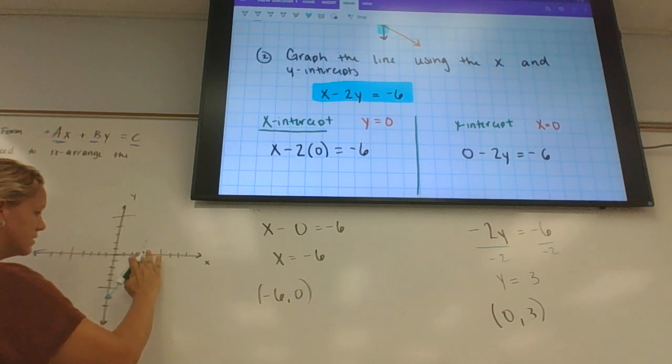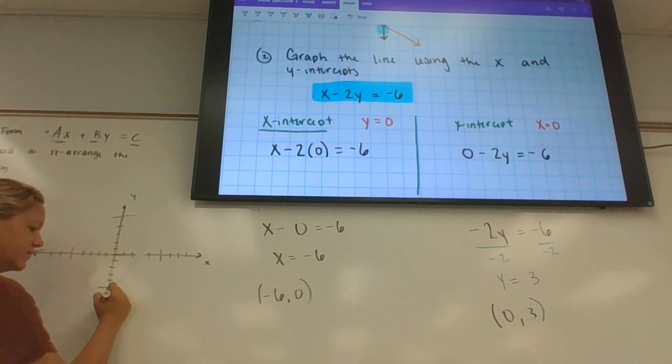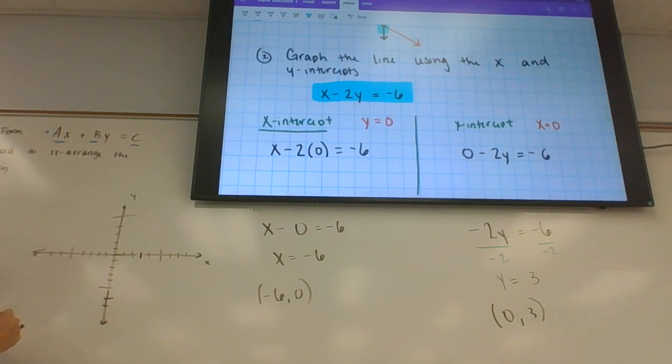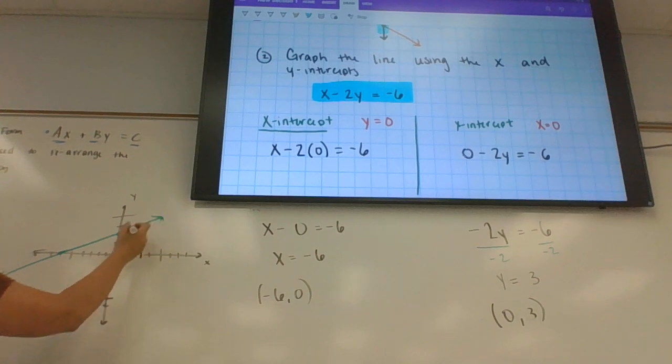Oh, I mixed up the intercepts. You guys, if you copied mine, I had it wrong, fix it. The negative 6 is on the x-axis over here. The y is 3 over here. Everybody erase it and fix it. My apologies. And here's our linear graph.